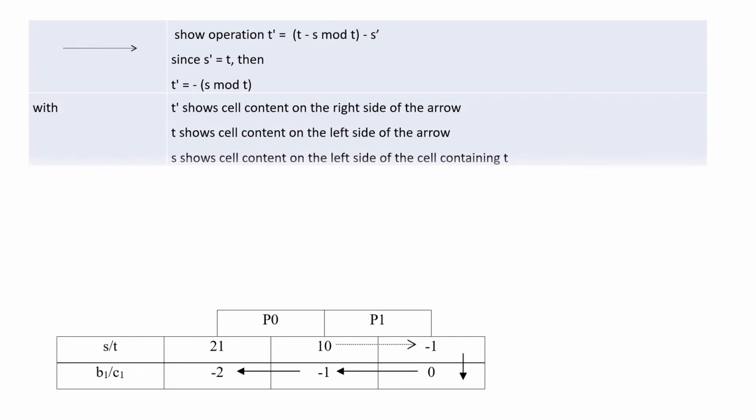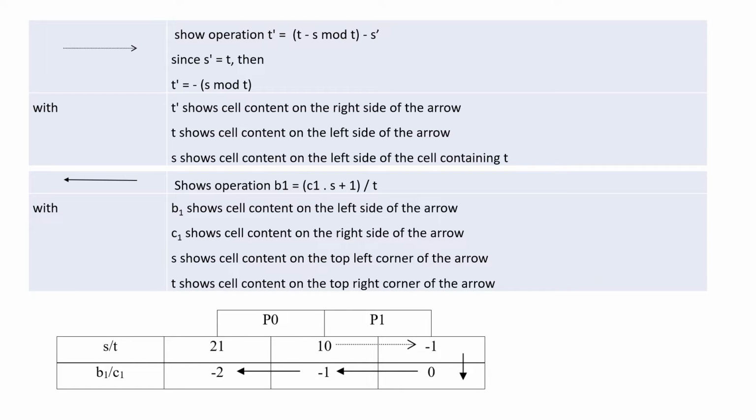In the diagram below, dotted right arrows show operation t prime equals t minus s mod t, subtracted by s prime. Since s prime equals t, then t prime equals minus s mod t. The other parameters and operations are identical to positive simplification process.